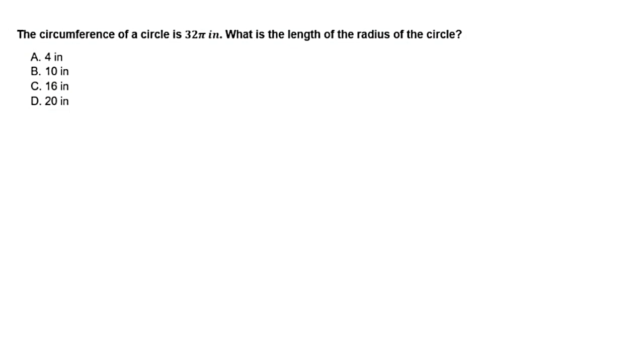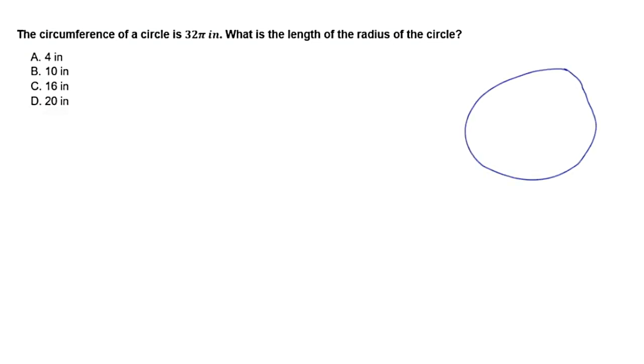The circumference of a circle is 32 pi inches. What is the length of the radius of the circle? 4 inches, 10 inches, 16 inches, or 20 inches? All right, let's start by drawing out our shape.